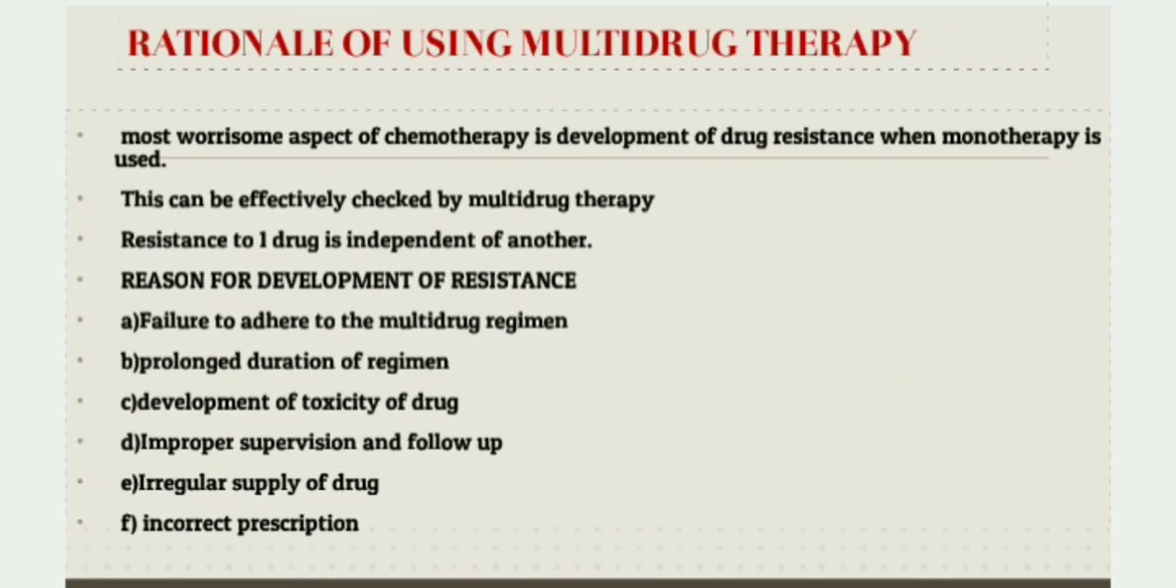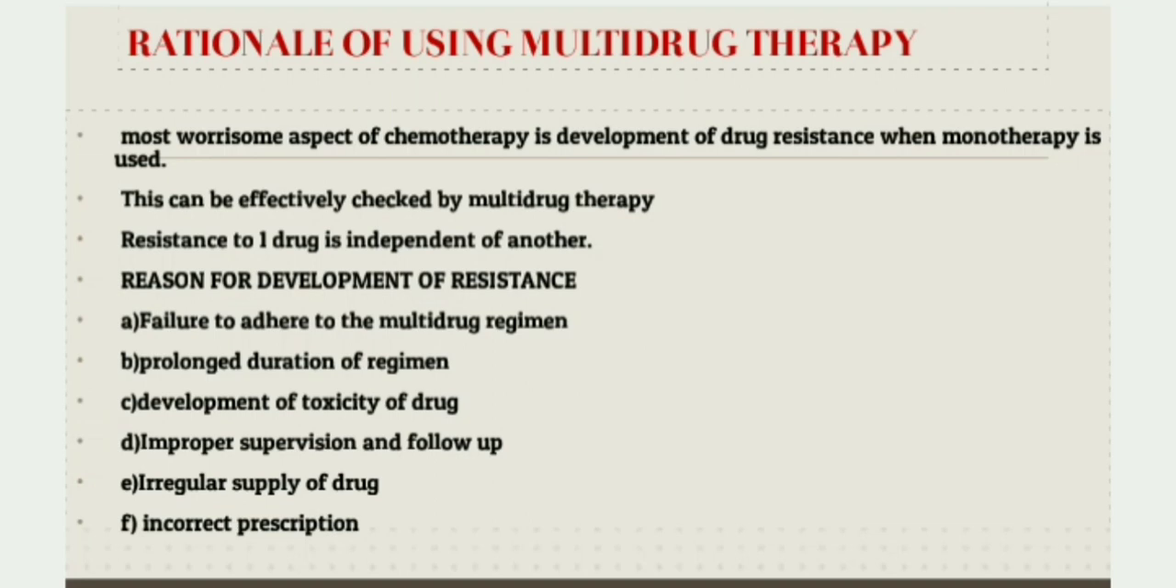Actually, TB is a treatable disease if you follow your doctor's treatment plan. If TB is not treated properly, the TB bacteria can become resistant to one or multiple drugs used in the treatment, and when bacteria are resistant to monotherapy, we can use a multiple drug therapy.